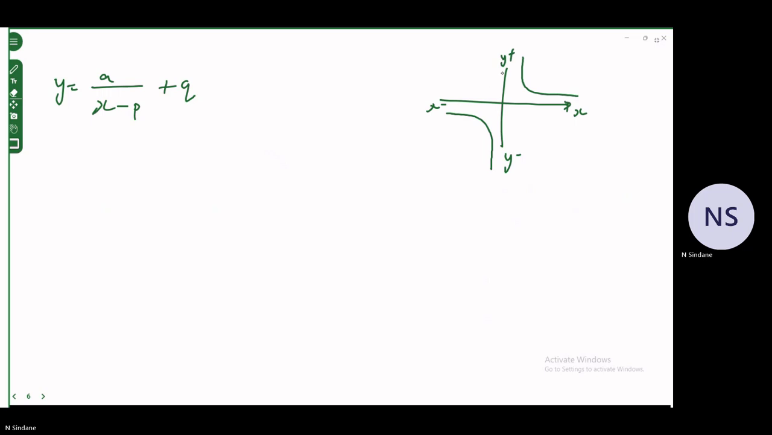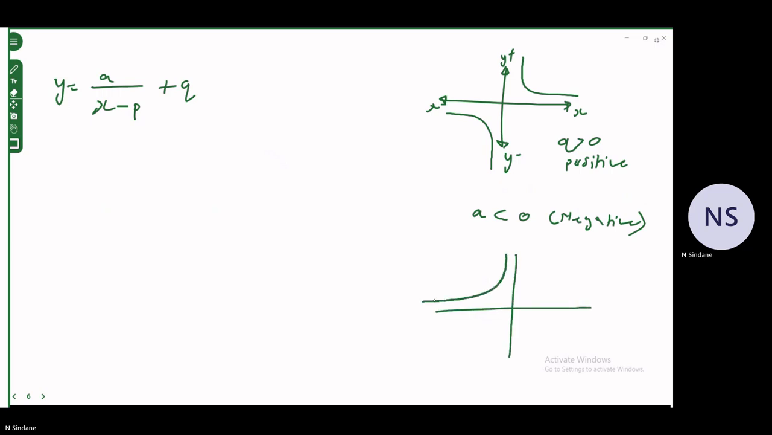right? So when the value of a is greater than 0, meaning the value of a is positive, this is how your graph will look like. That is how your graph will look like. And then when the value of a is less than 0, meaning the value of a is now negative, your graph will look something like this, like that.